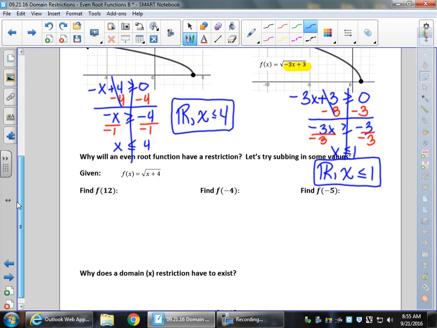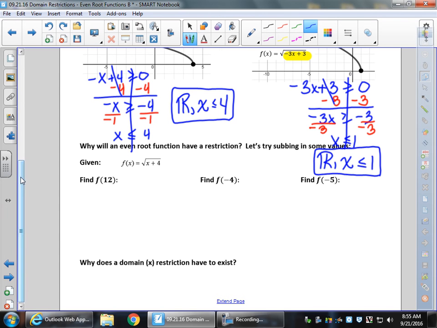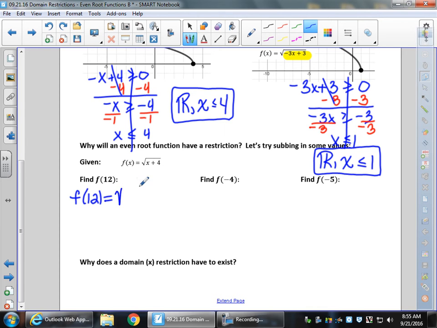Fantastic. Let's make a connection to function notation. All of these are giving me what kind of values? X values. So let's plug them in. Go for it. So like f of 12 will be the square root of what? Yeah. And then keep going. Some of these may not exist. We'll see what exists and what doesn't exist.